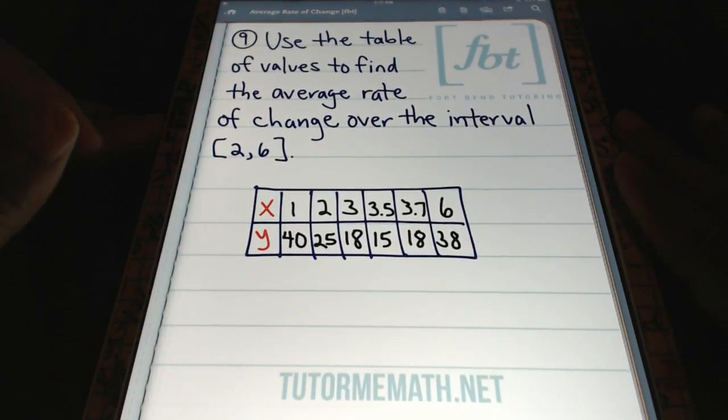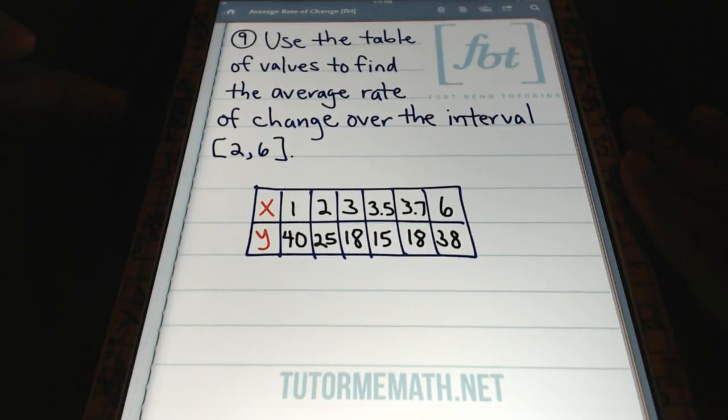We have problem number 9. With problem number 9, we're going to use the table of values to find the average rate of change over the interval 2 to 6.